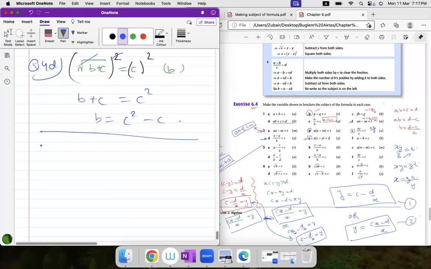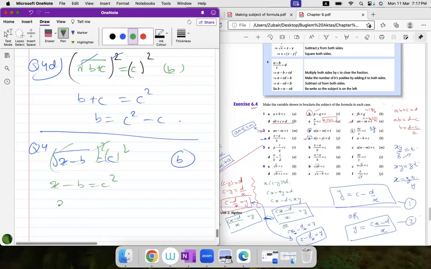E is basically the same thing, just with the negative sign. X minus B root equals C. So we have to make B the subject. Squaring both sides, get rid of this. X minus B equals C square. Now I'm bringing C to the left hand side and taking B on the other side.